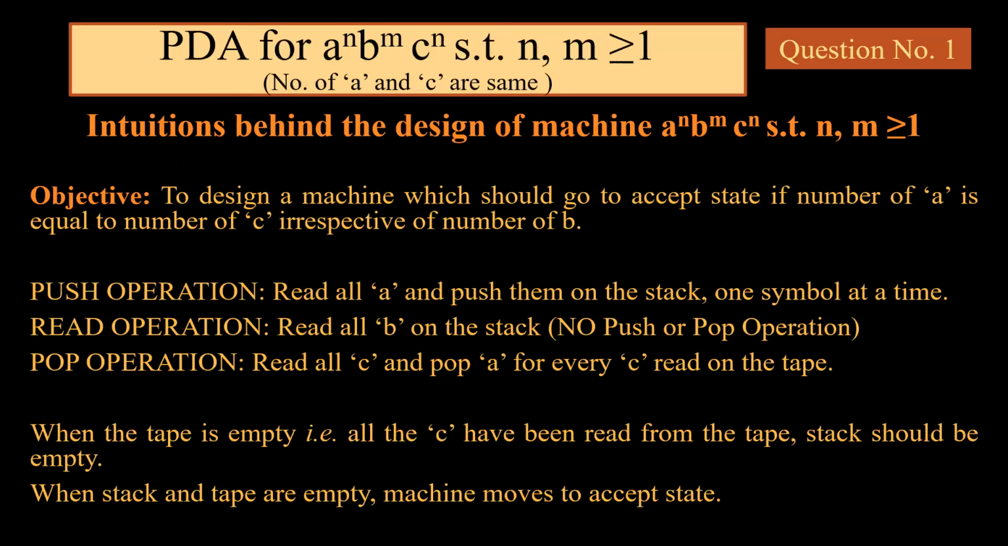The question indicates that irrespective of number of B, number of A and number of C should be same. The push operation will consist of reading all A on the tape and pushing them onto the stack one symbol at a time. Since number of B has no role to play, we will just perform read operation. There will be no push or pop when we come across B on the tape, and once we come to C on the tape, number of A which are popped corresponding to number of C which are read should be equal. That is, when the tape is empty, the stack should also be empty in order to go to the accept state.